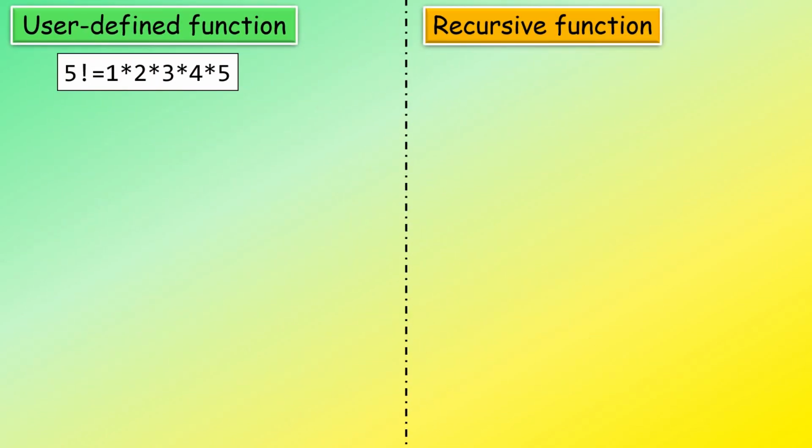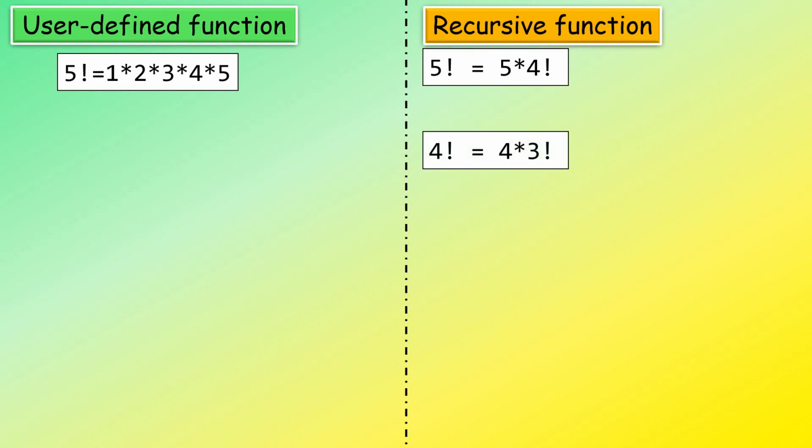Here 5 factorial is equal to 5 into 4 factorial. So to find 5 factorial, you have to first calculate 4 factorial. Then only you can do the product 5 into 4 factorial. So you have to calculate 4 factorial. What is 4 factorial? It is 4 into 3 factorial. So to calculate 4 factorial, you should first calculate 3 factorial.